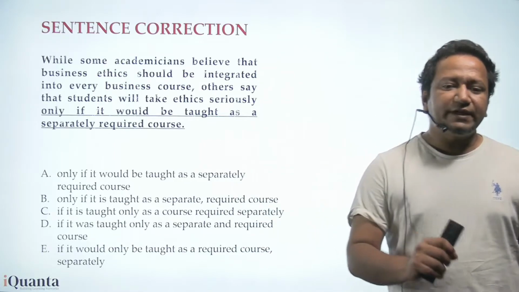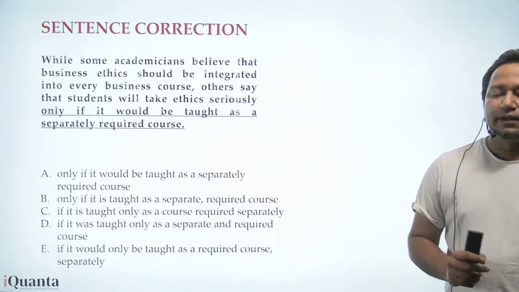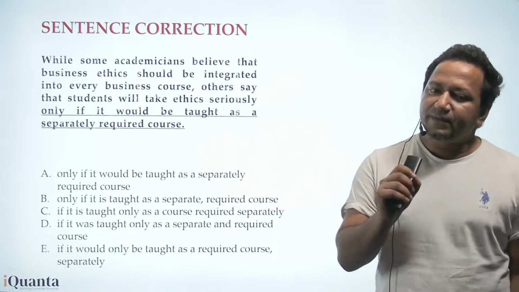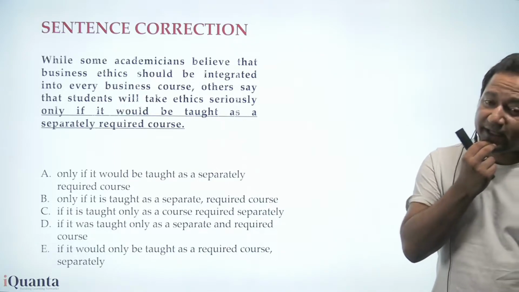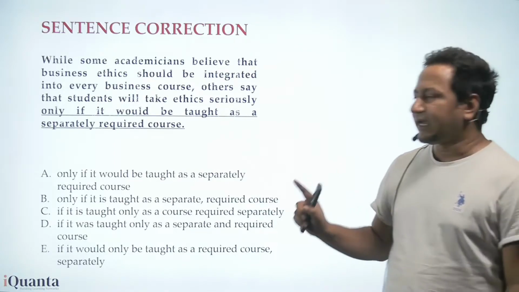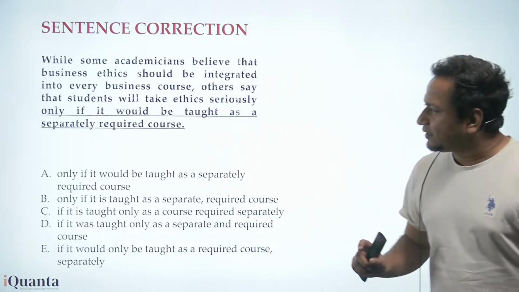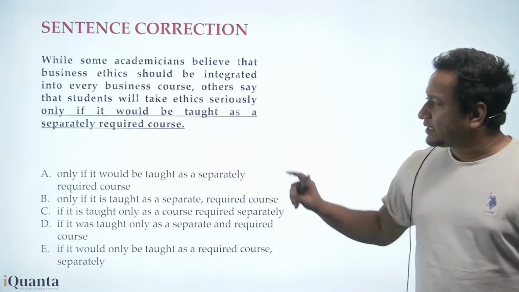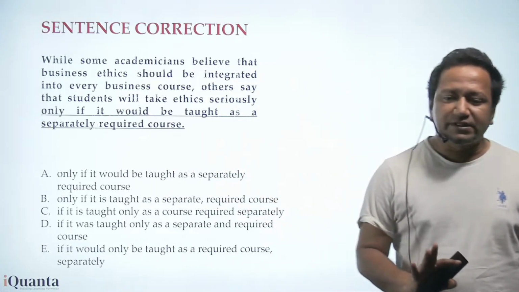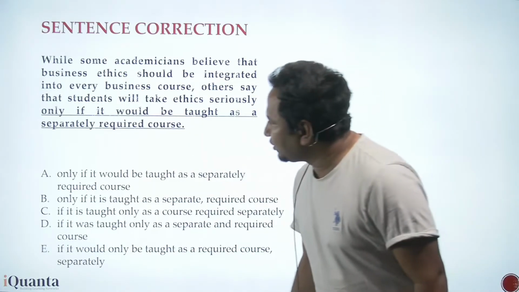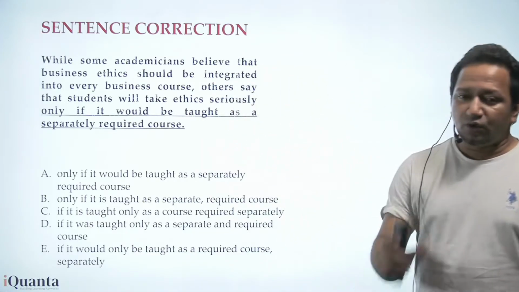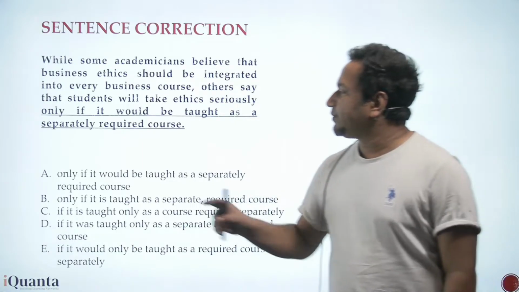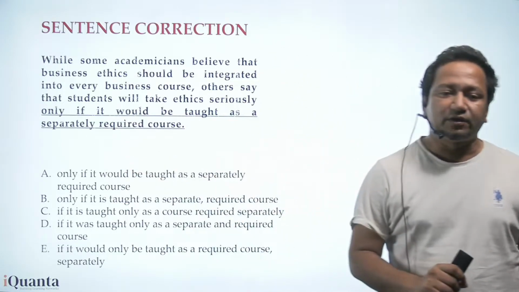So the students will take ethics seriously. This is the belief of academicians that business ethics should be a part of every business course, and the students will take that seriously if it would be taught as a separately required course. Now there is some kind of error in this statement. The first error which I can find is "separately required course." That is something which is beyond the normal language, because course in itself is a noun, and that has to be qualified by both the adjectives separately and required at once.